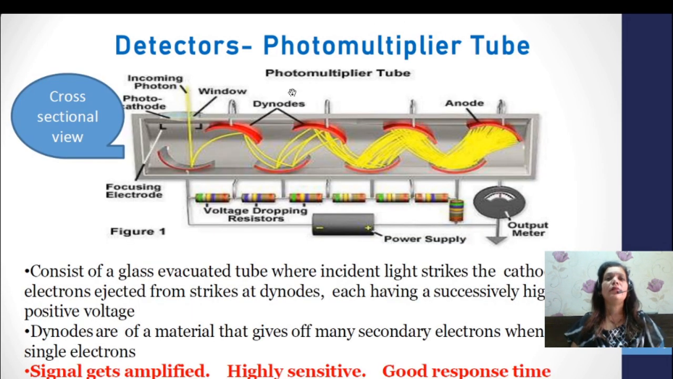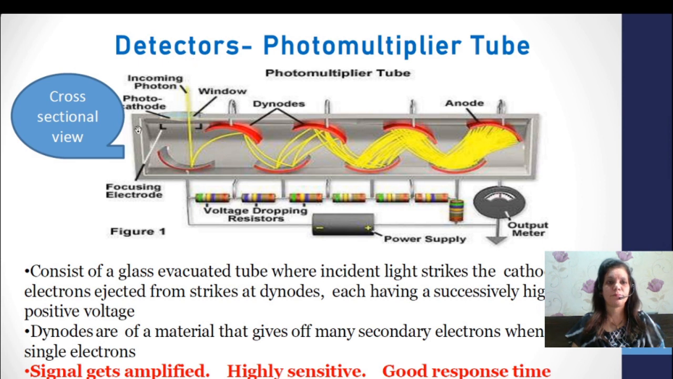The third detector is the photomultiplier tube. Photons get multiplied when the signal is very small and you are still interested in detecting the absorbance and transmittance of that particular solution. It is possible by using this particular detector.